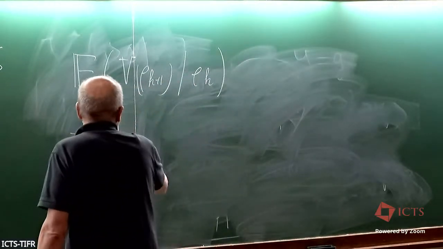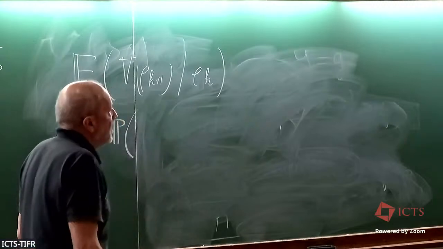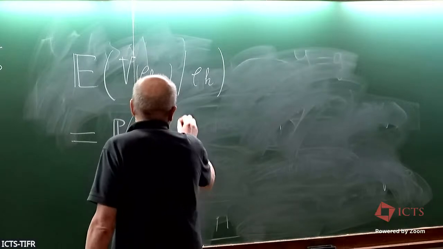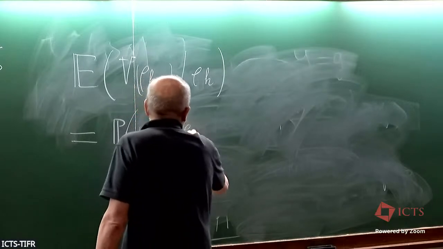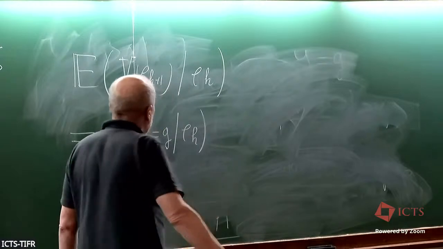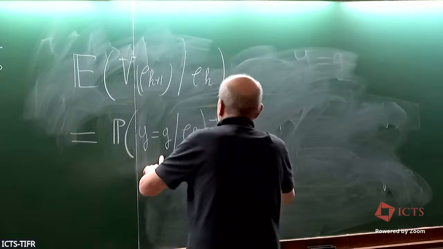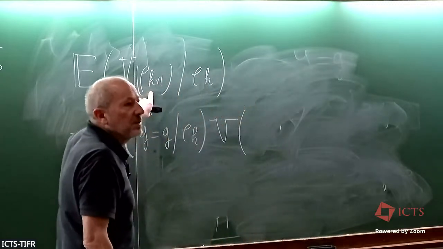It is a very good exercise to compute this. So what is this? You know what it is. I just start with the initial thing. What is the expectation value of V of rho k plus 1, knowing rho k? It is the probability that y is equal to g knowing rho k, and then I have to compute V, but with rho k plus 1 corresponding to g.